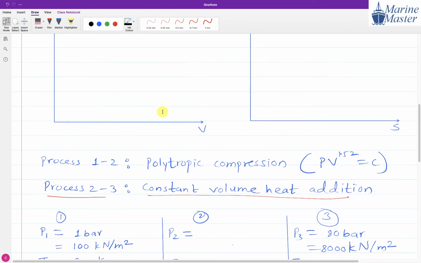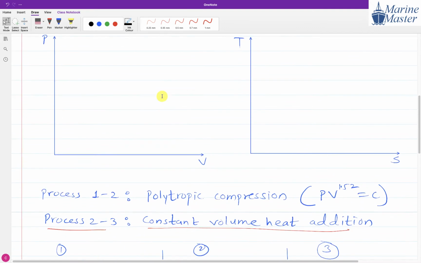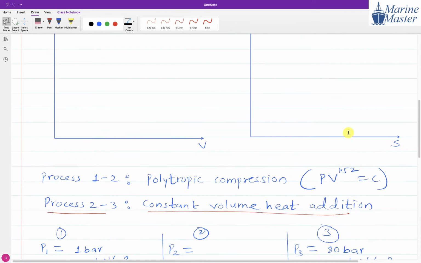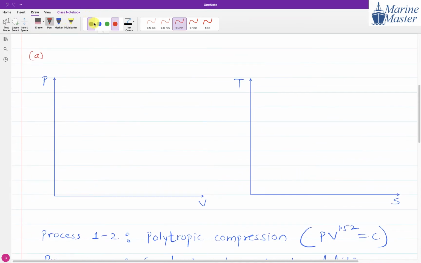PV means pressure volume diagram. That is our A part answer. In A part, they are asking us the pressure volume diagram and the temperature entropy diagram, the TS diagram. So what is process 1 to 2? Polytropic compression. What will be the meaning of compression? Just have a look at the curve properly.